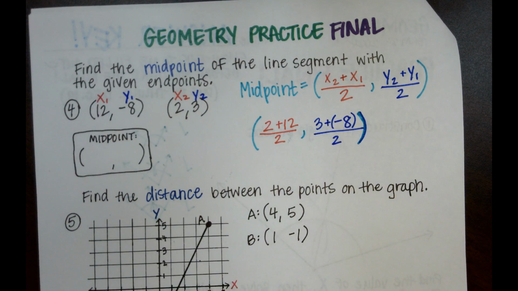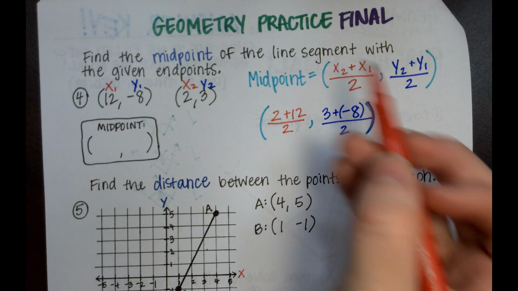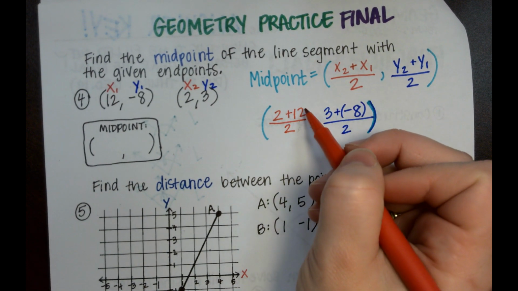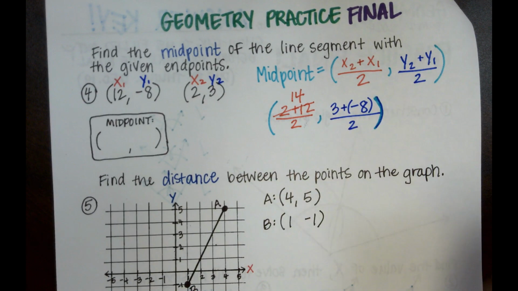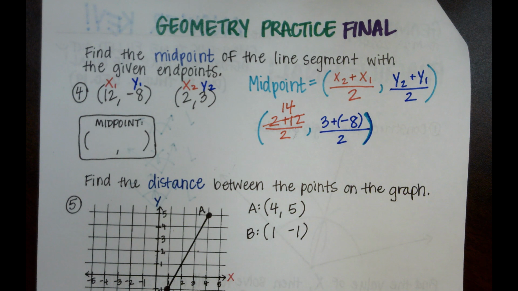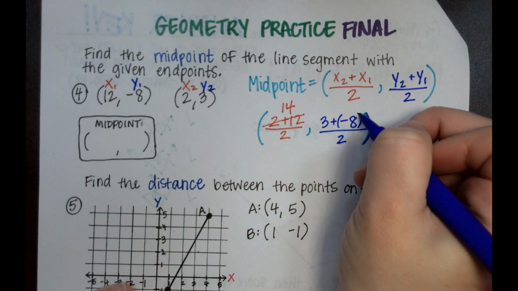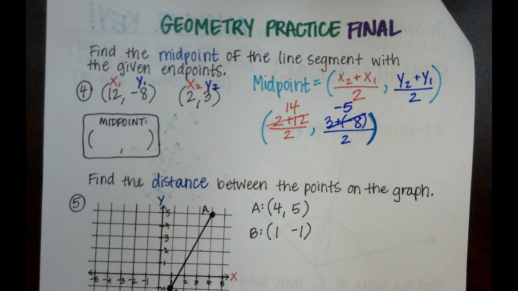Okay. So now let's simplify. I know 2 plus 12 is 14, and 3 minus 8 is negative 5.